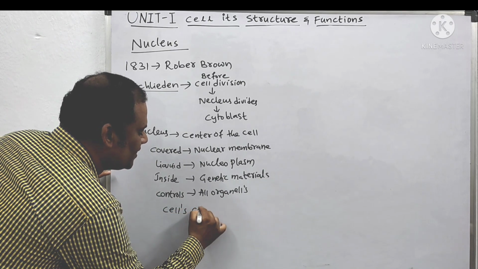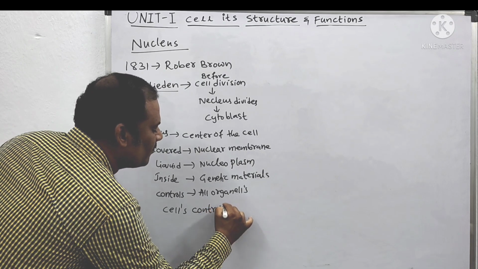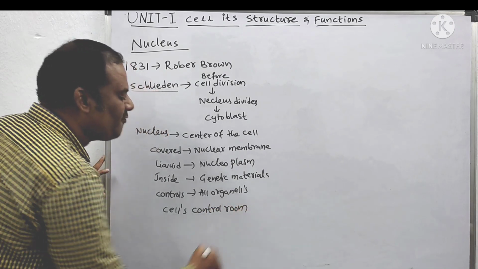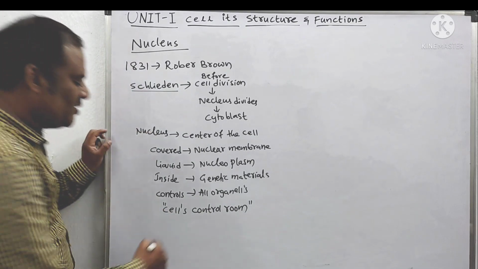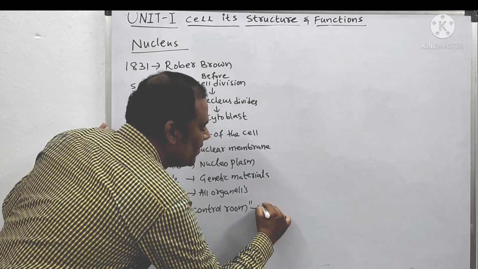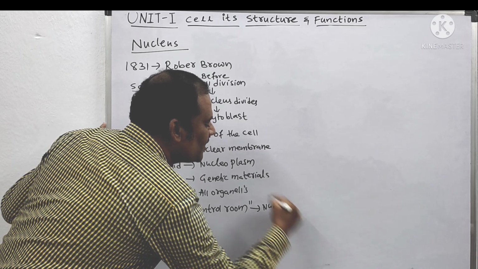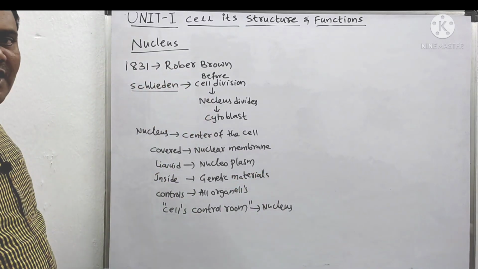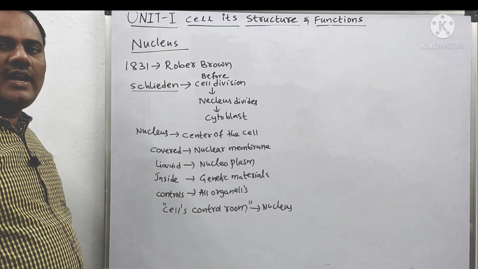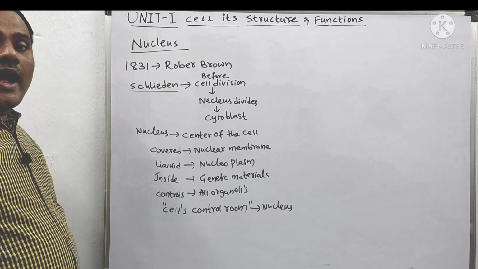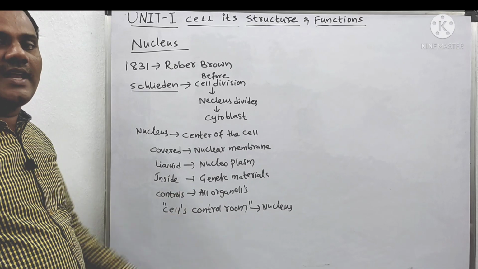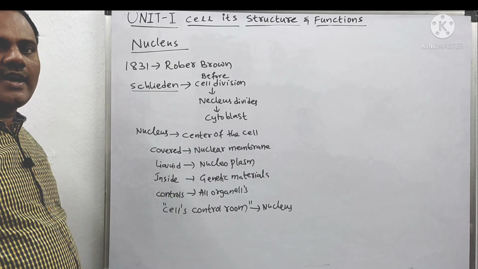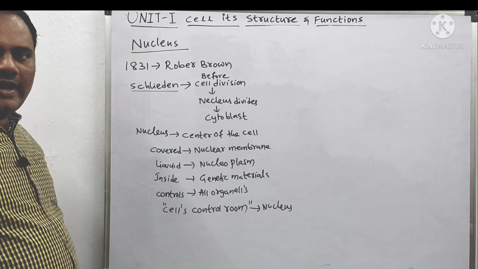Why is it the control room? Because all the remaining functions of the cell are under the control of the nucleus. It is the most important cell organelle among all the cell organelles, and it is somewhat bigger in size when compared to the remaining cell organelles.